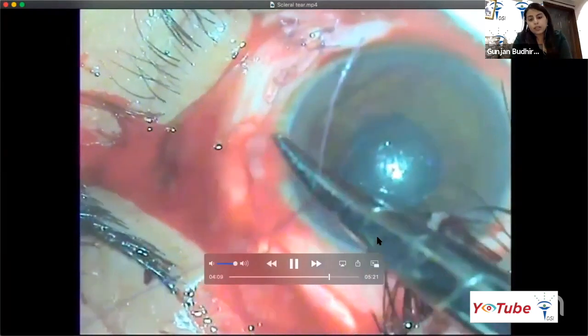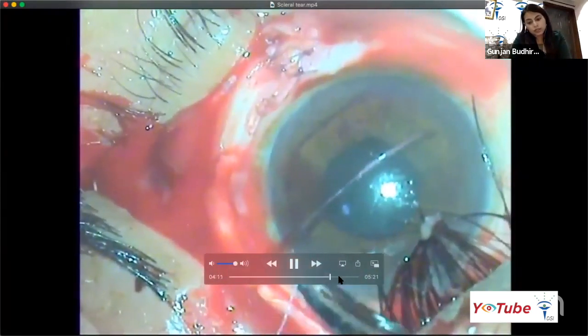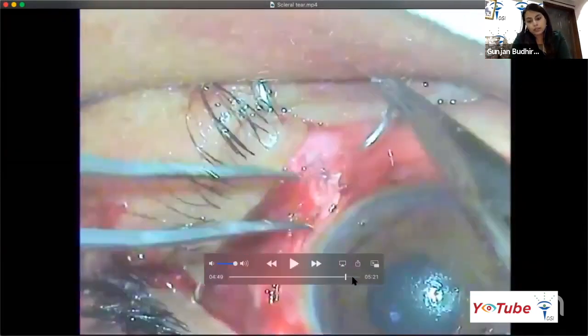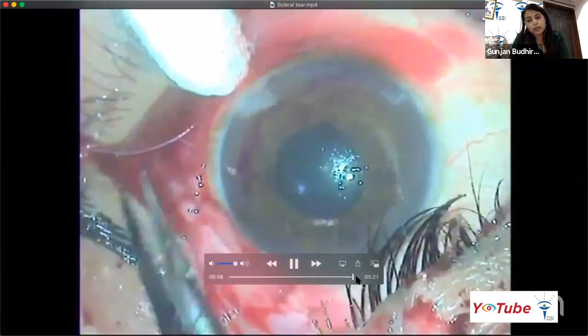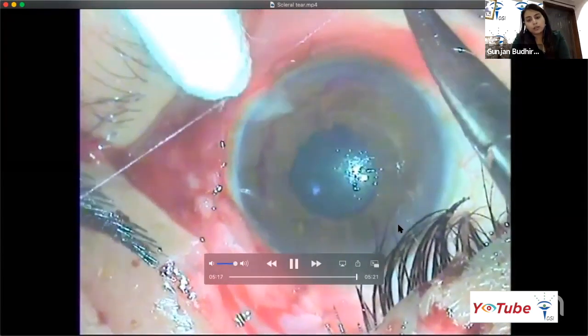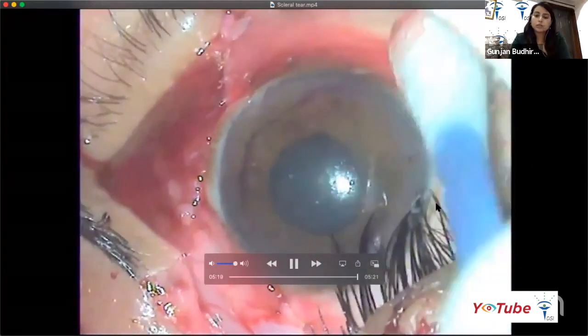So in the end, we are closing the conjunctiva above the tear and nicely covering it up. And then we check the water tightness of the globe.